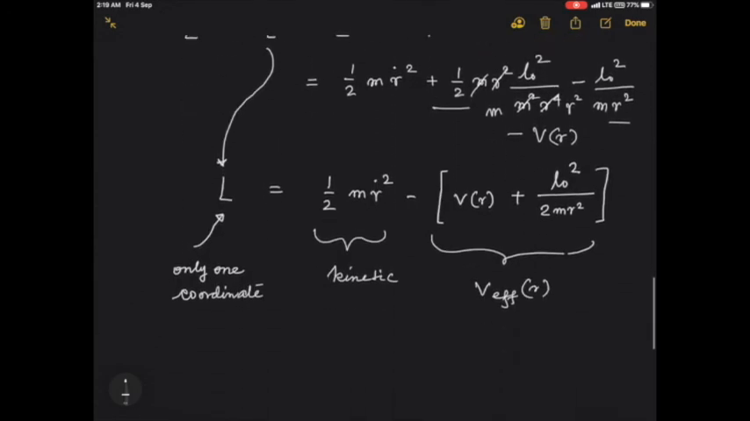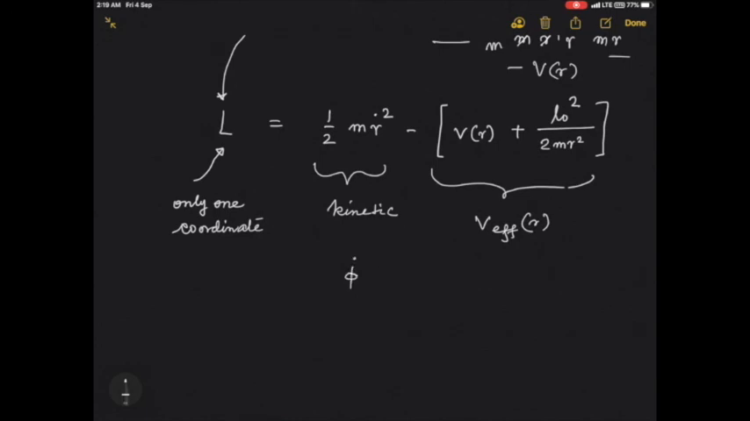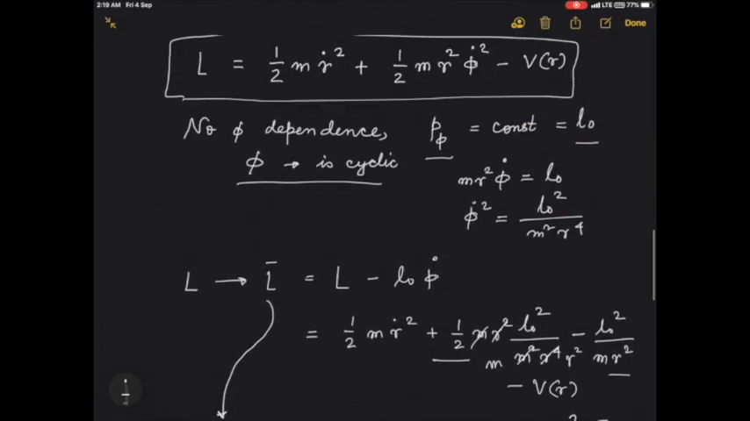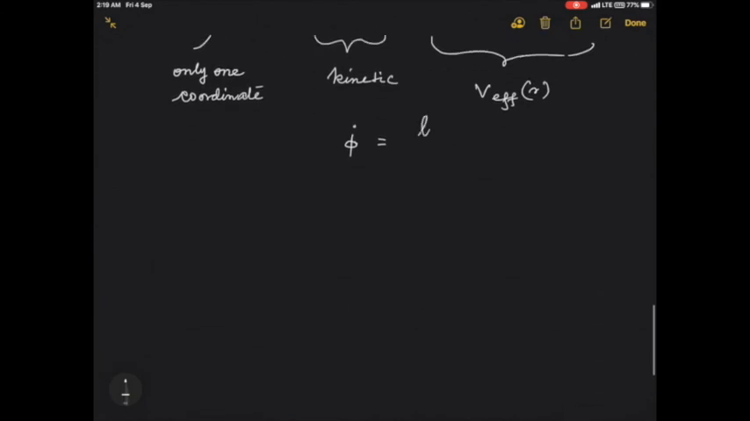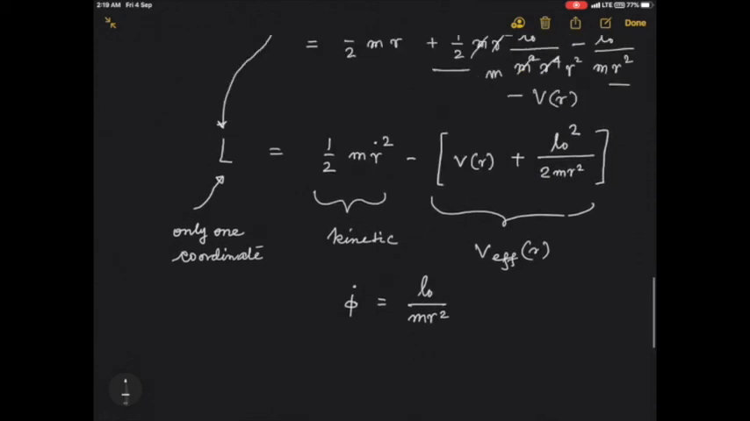But you remember that with this I have a few other things. I have phi dot, which is given here, L0 by m r square. So phi dot does change with r, but if I calculate how r changes with time by solving the Euler-Lagrange equation corresponding to this, then obviously I can just use that r as a function of time here and integrate phi dot over time. And I also had another constant. So these are the equations.